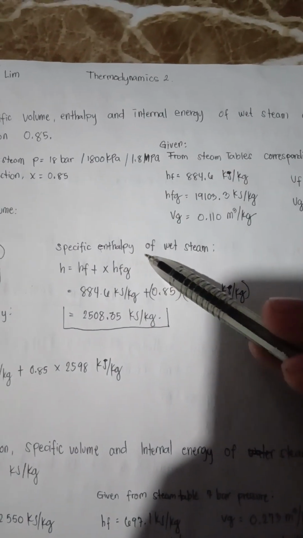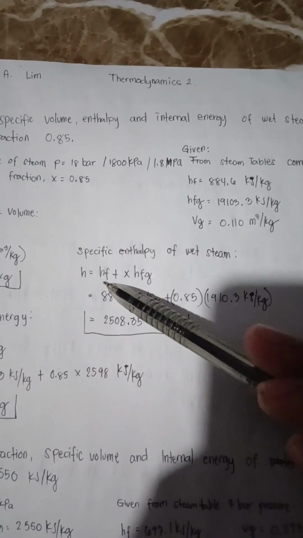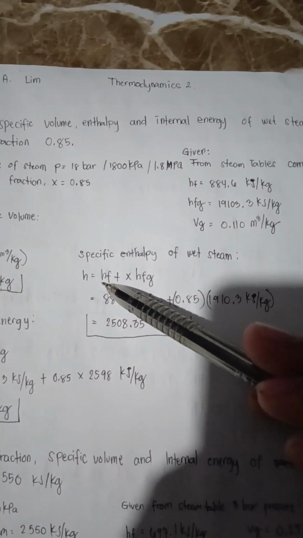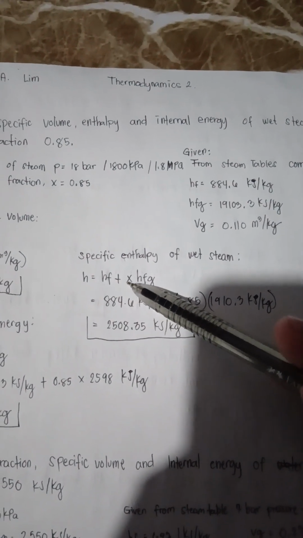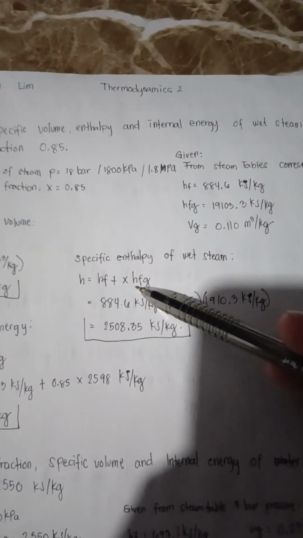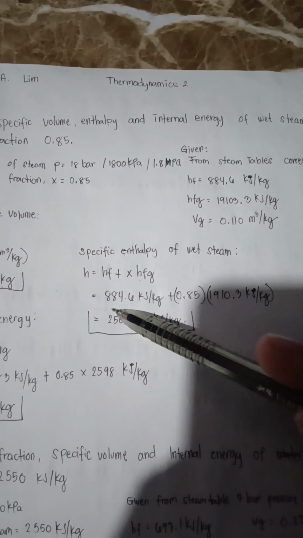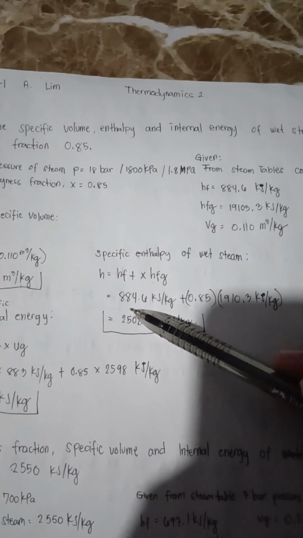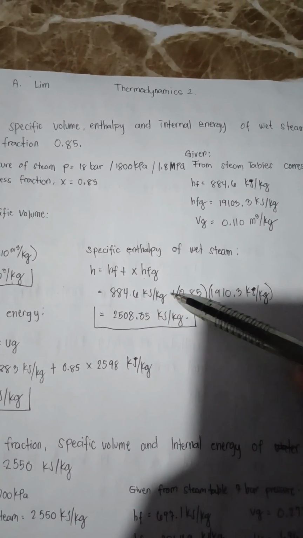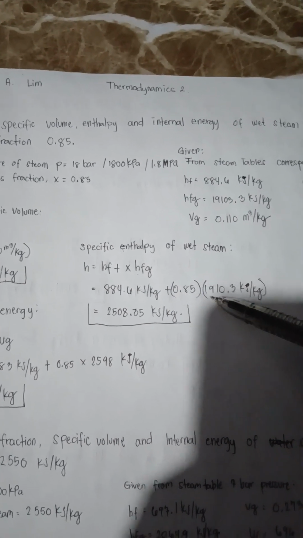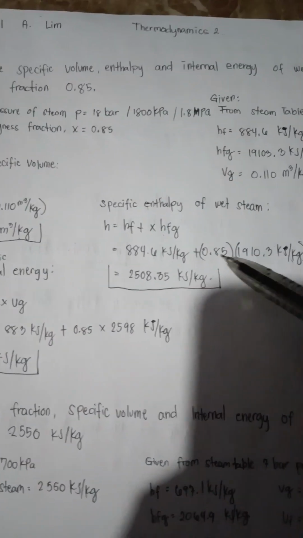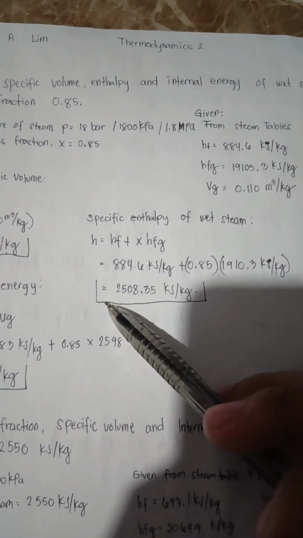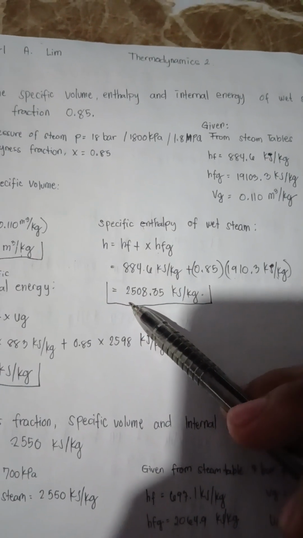Solving for the specific enthalpy of wet steam, we can use the equation: enthalpy H is equal to HF, the enthalpy of saturated liquid, plus X times the enthalpy of vaporization HFG. Substitute the given values: 884.6 kilojoules per kilogram plus 0.85 times 1910.3 kilojoules per kilogram.